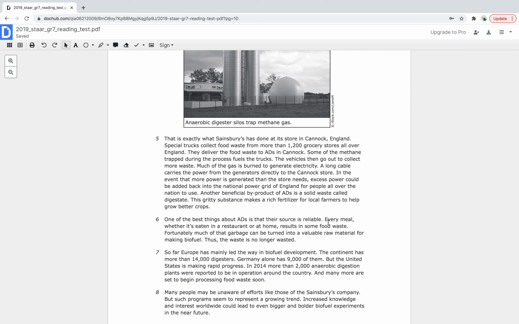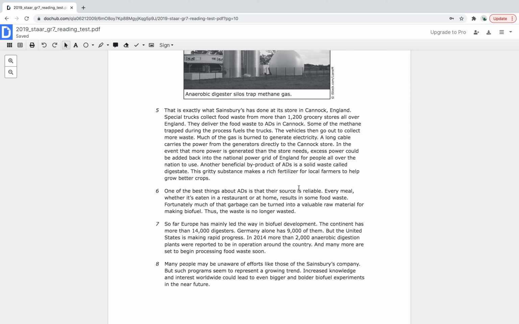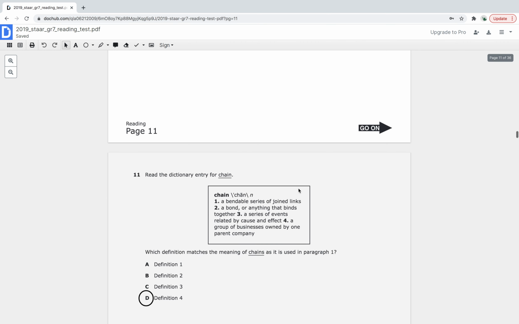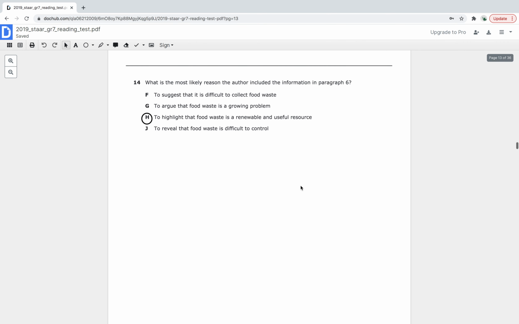Fortunately, much of that garbage can be turned into valuable raw material for biofuel. Thus, the waste is no longer wasted. So the next few sentences talk about how we can use that to make biofuels. So basically, they're talking about how this creates a renewable and useful source of energy, biofuel basically. To highlight that food waste is a renewable and useful resource.